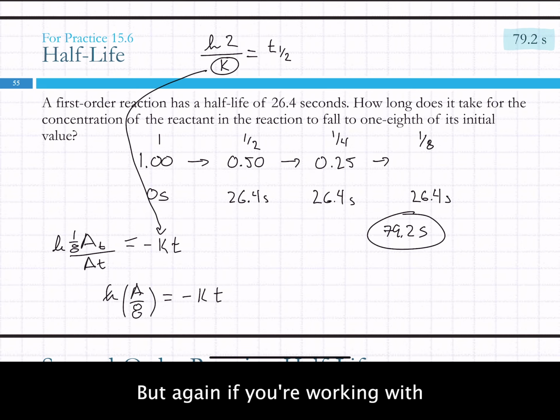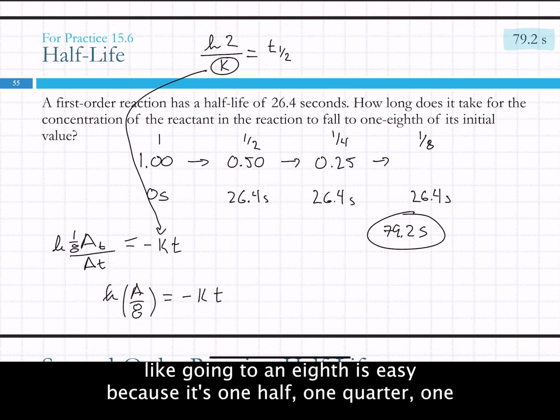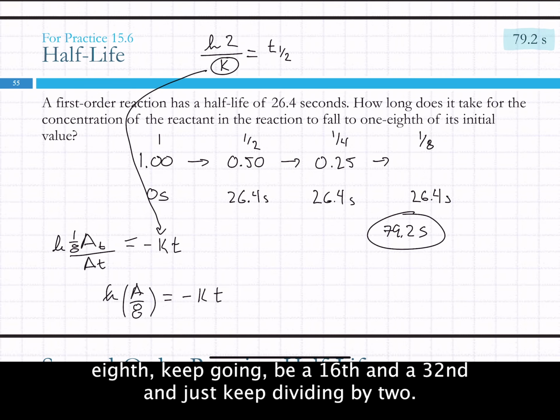But again, if you're working with, like, going to an eighth is easy because it's 1/2, 1/4, 1/8. You keep going, be a 16th and a 32nd, and just keep dividing by 2.